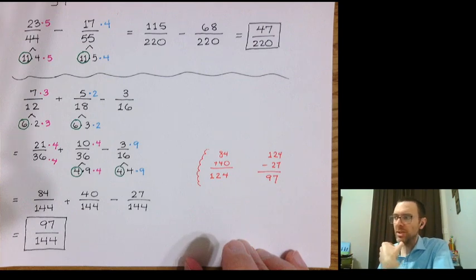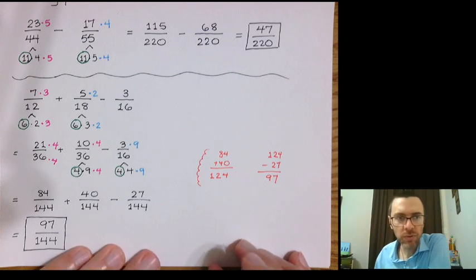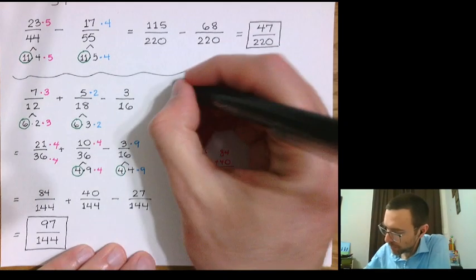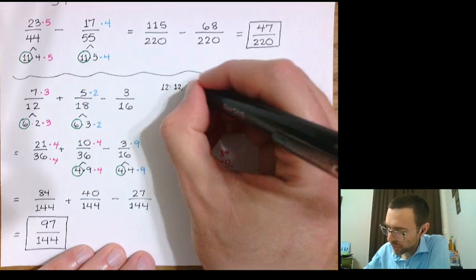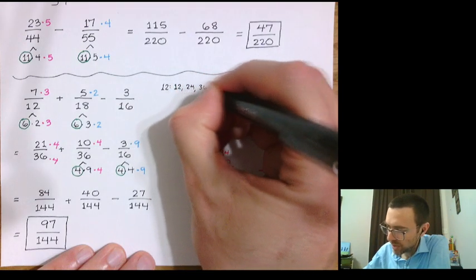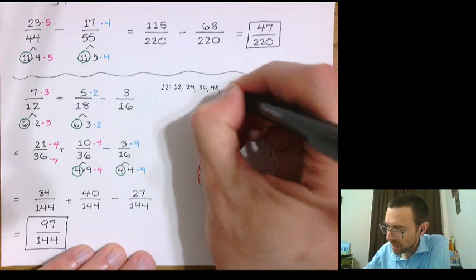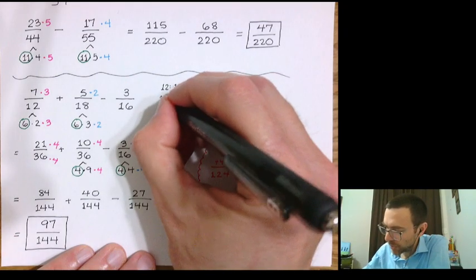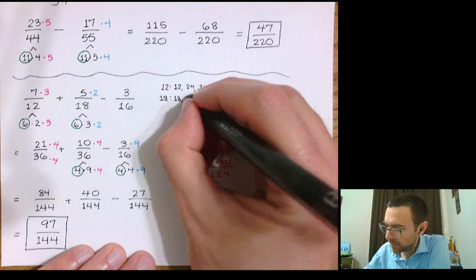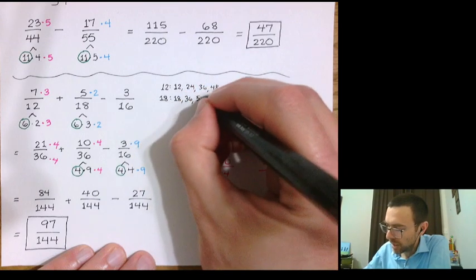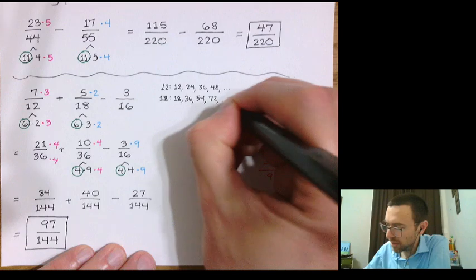But there are different ways of working this out. One of the ways they would have shown you a long time ago is they say, okay, let's take 12 and let's write out multiples of 12: 12, 24, 36, 48, and so on. You do the same thing with 18. Find multiples of 18 and let those just keep on going.